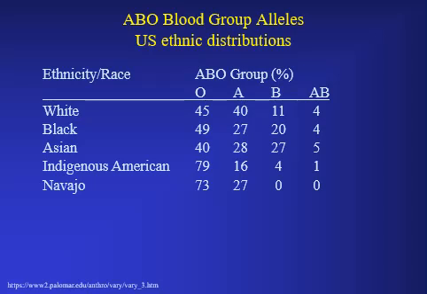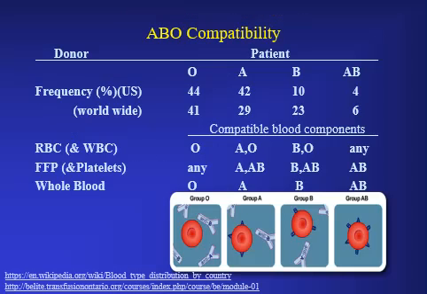Group O is most common among the indigenous American populations at the expense of Group B and some Group A. As you can see, in at least the Navajo tribe, B is non-existent. And this information is important to blood bankers for appropriate blood management because it determines both the available supply and the demand.